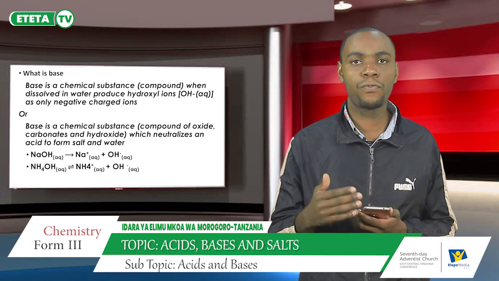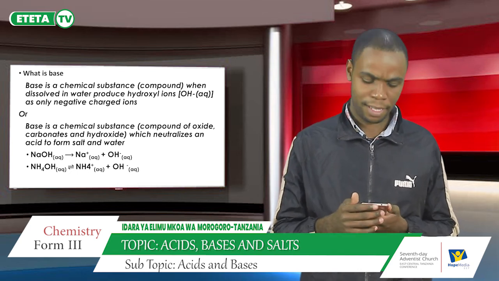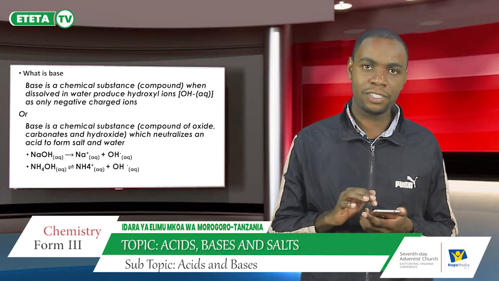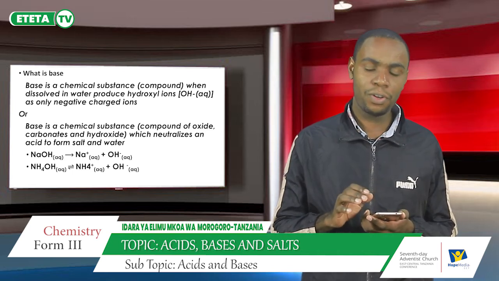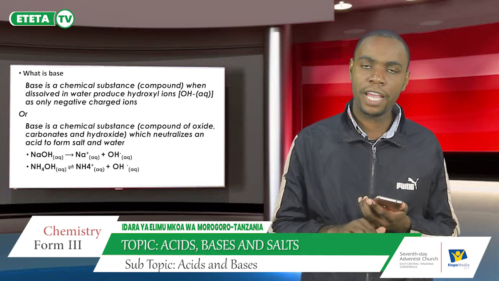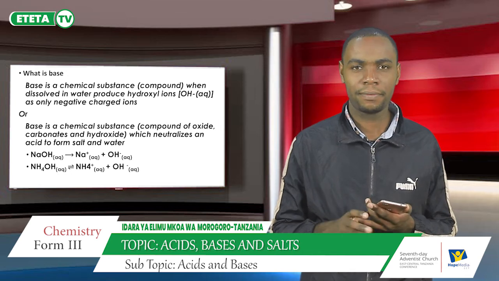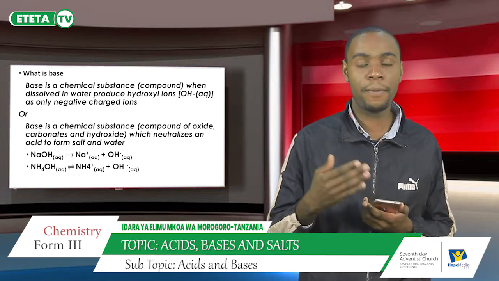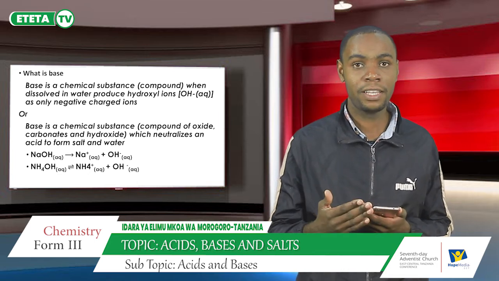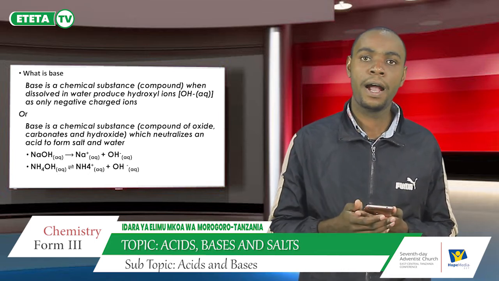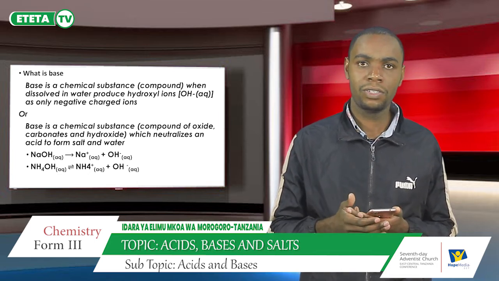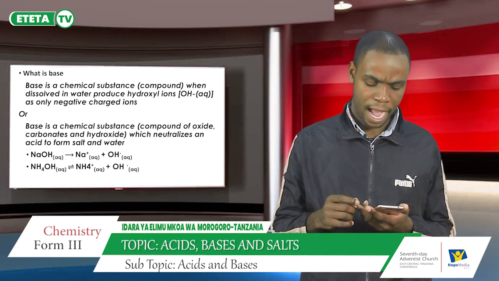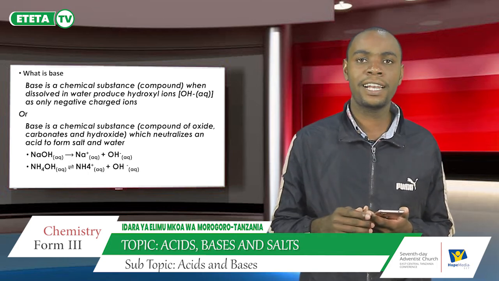Now, examples of bases include sodium hydroxide, which, when dissolved in water, gives sodium ion and hydroxyl ion. Also, we have ammonium hydroxide. Ammonium hydroxide is another example of a base. The ions present in ammonium hydroxide are the ammonium ion and hydroxyl ion.